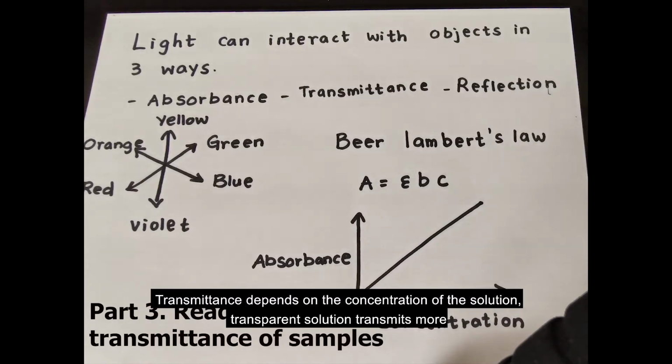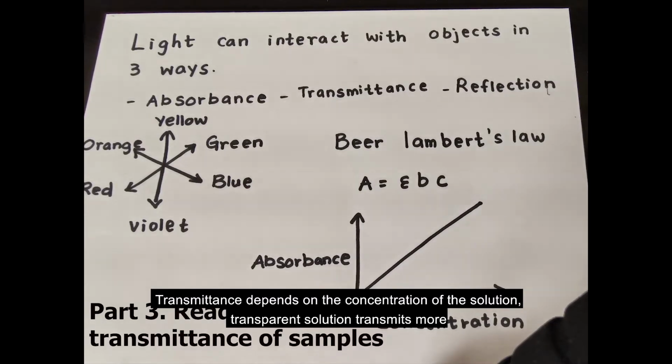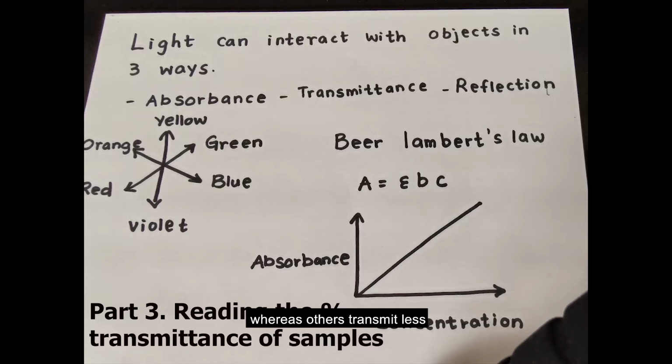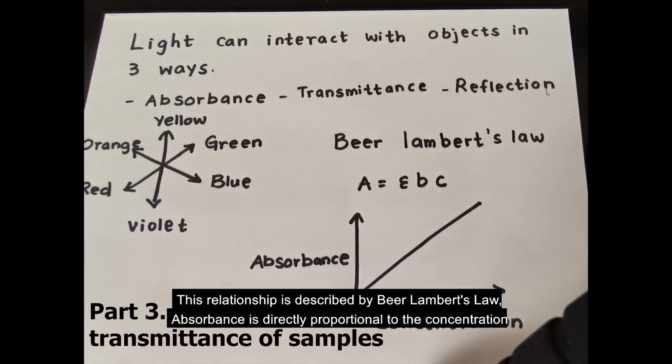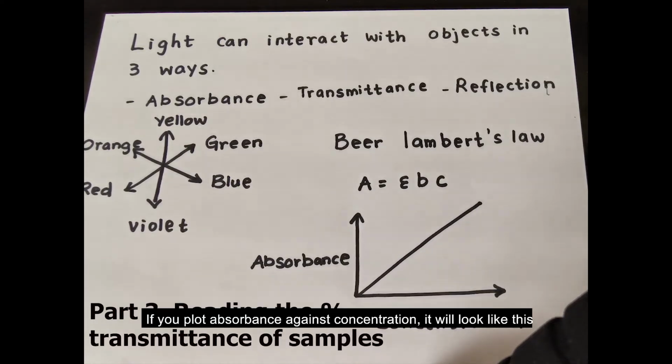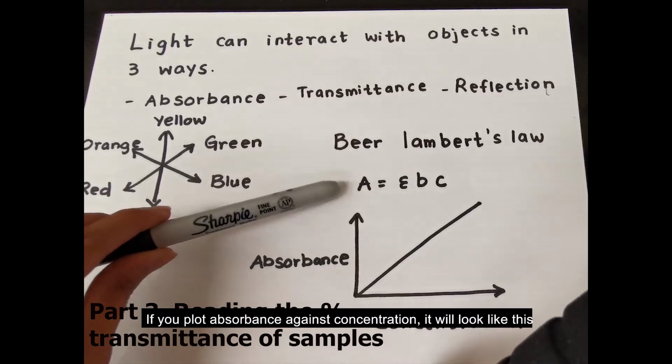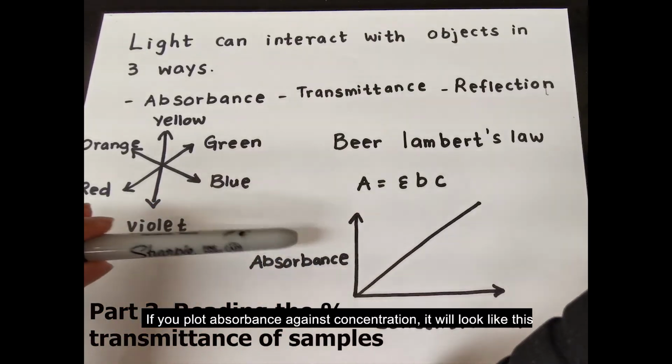Transmittance depends on the concentration of the solution. Transparent solutions transmit more, whereas others transmit less. This relationship is described by Beer-Lambert's law. Absorbance is directly proportional to the concentration. If you plot absorbance against concentration, it will look like this.